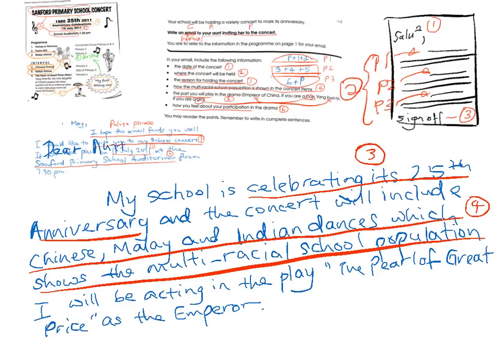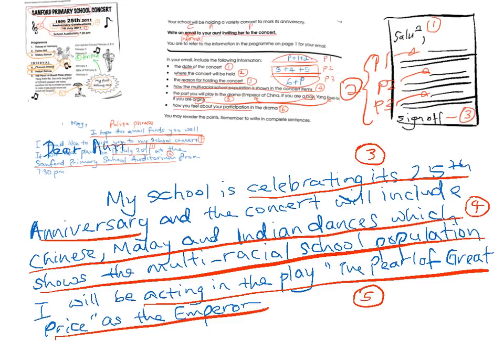Alright, so again here, highlighting, acting in the play as the emperor. This is my point number 5. So there I go, paragraph 2 done. Finally, the last and concluding paragraph, the purpose statement with my feelings about participating in the drama. So let's begin without further ado.